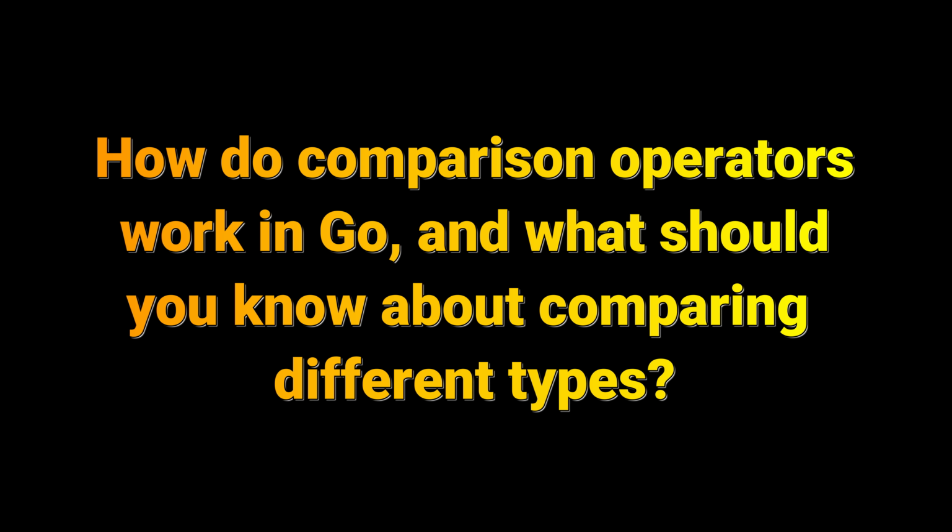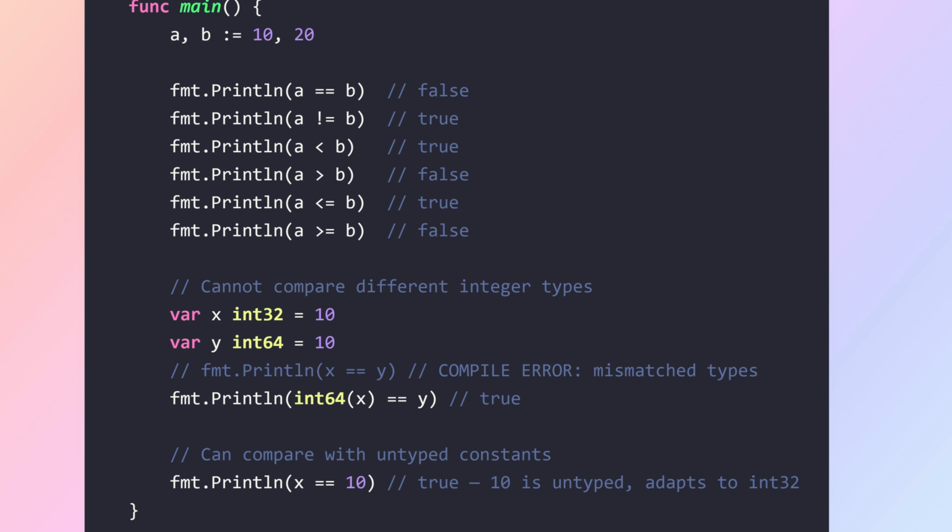Question: how do comparison operators work in Go, and what should you know about comparing different types? In Go, comparison operators are used to compare two values and return true or false. The main operators are equal to, not equal to, less than, greater than, less than or equal to, and greater than or equal to. For example, if A is 10 and B is 20, then A is less than B, so A less than B is true.